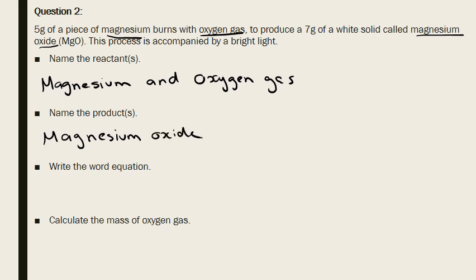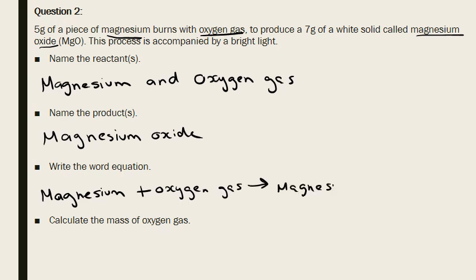So write the word equation. Remember, we write the reactants and then we write the products. So when it says word, we have to write it down. Magnesium plus oxygen gas gives us magnesium oxide.